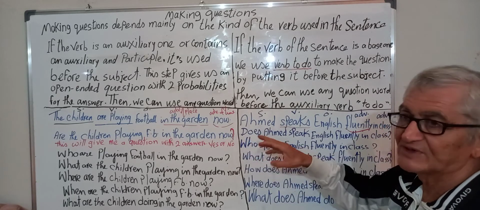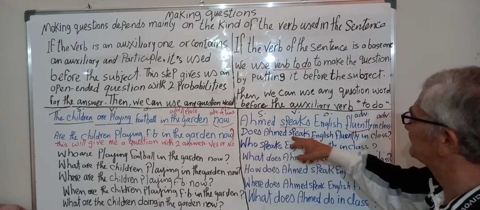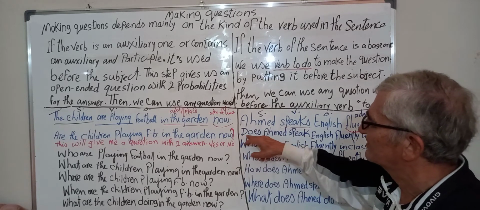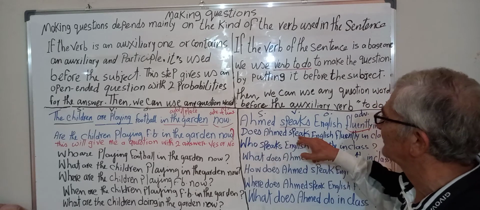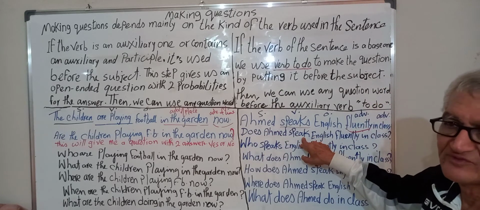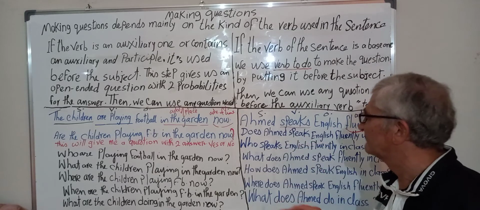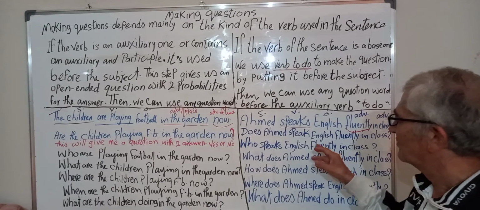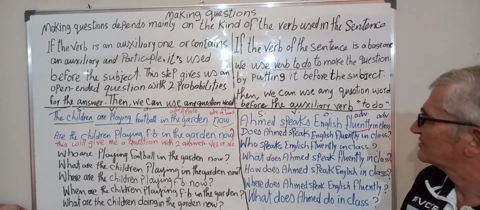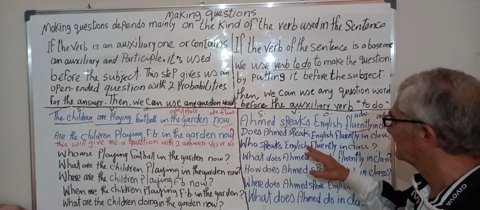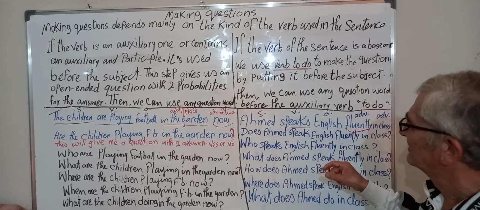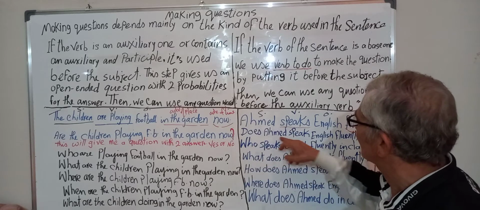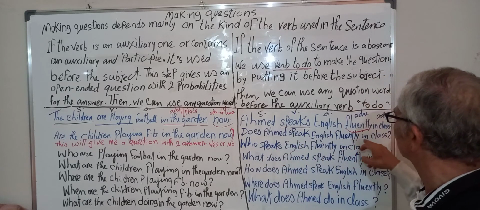First, the open-ended question: does Ahmed speak? As you see, when we use any part of verb to do, we use the bare infinitive, which does not have any addition, any s or ed or to or anything. Bare infinitive. Bare means without anything. Does Ahmed speak English fluently in class?